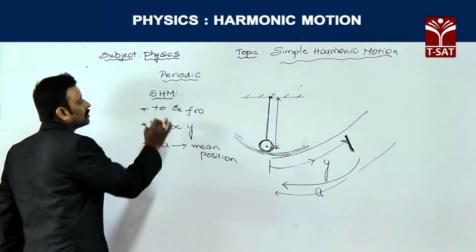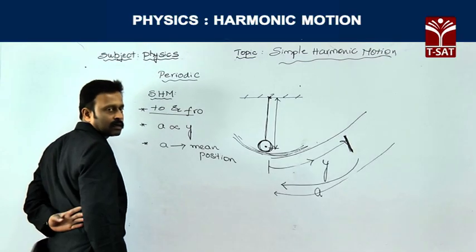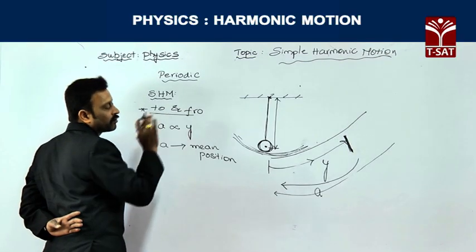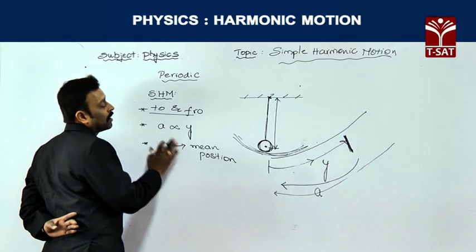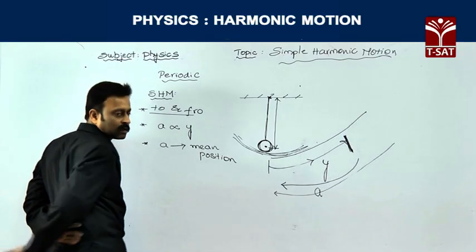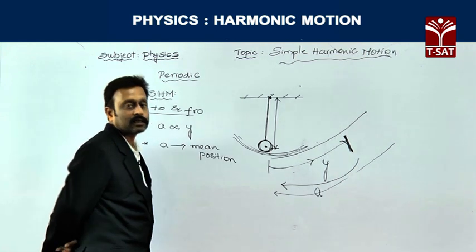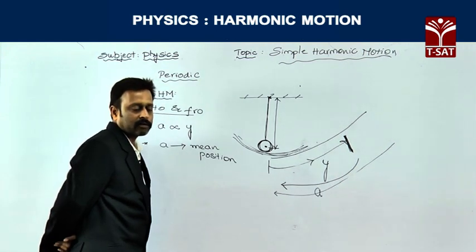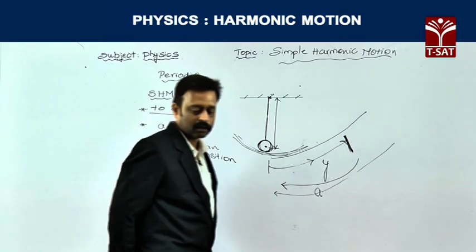For any body to satisfy simple harmonic motion, all these three conditions must be satisfied. First, the motion must be periodic, the body should move to and fro about its mean position; acceleration is directly proportional to displacement, which is always directed towards the mean position. Then we can say that the body is said to be executing simple harmonic motion.